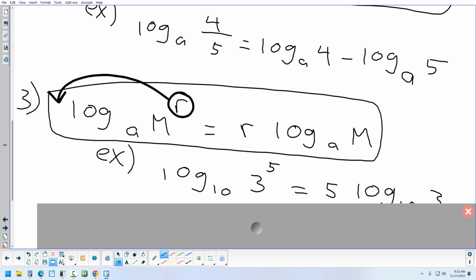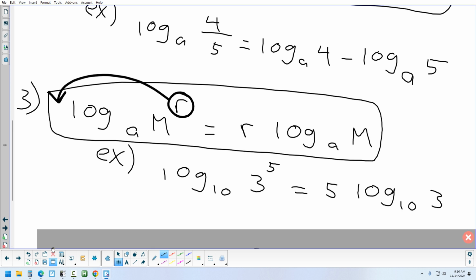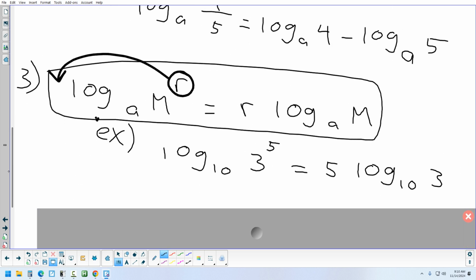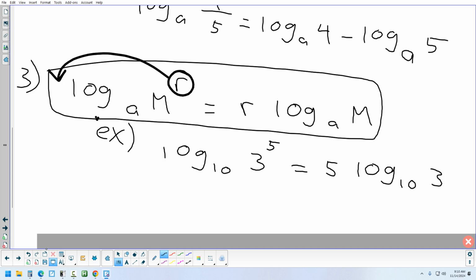So here's an example. And rule 3 is really like rule 1. They're very similar. Let me show you why. Right, let's do this one. Right, but let's rewrite it. Instead of log base 10 of 3 to the 5th, what does 3 to the 5th mean? If I were to write that out the long way, what's 3 to the 5th?